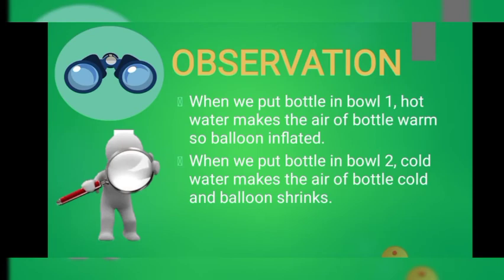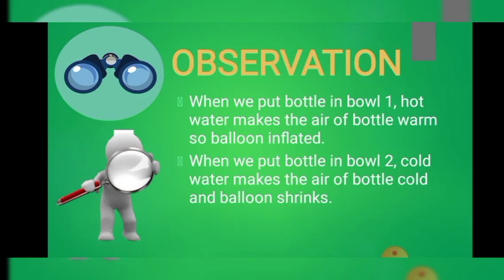After writing the procedure, the next step is to write the observation. What you have observed while doing the experiment. When we put the bottle in bowl 1, hot water makes the air of the bottle warm. So, the balloon inflated. Yes, although the bottle was empty, we know air is everywhere. So, there was air in the bottle too, right?